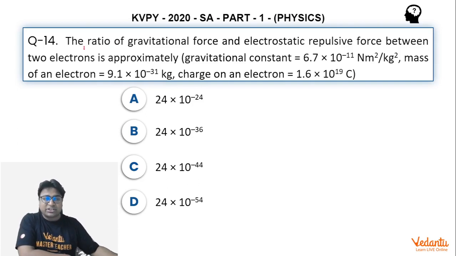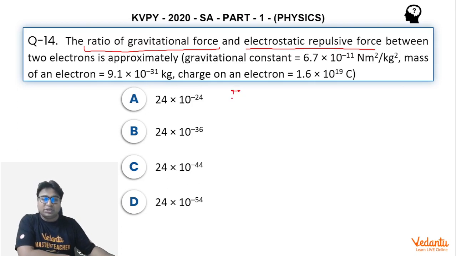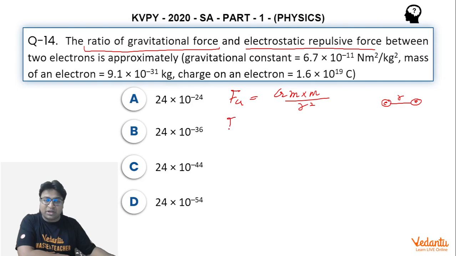It asks the ratio of gravitational force and electrostatic force between two electrons. So the gravitational force would be given by the universal gravitation constant, mass of electron, again mass of electron, by r square. Okay, so two electrons separated by distance r would be exerting this much gravitational force on each other. Now the electric force between these electrons would be given by k, then e into e upon r square again.